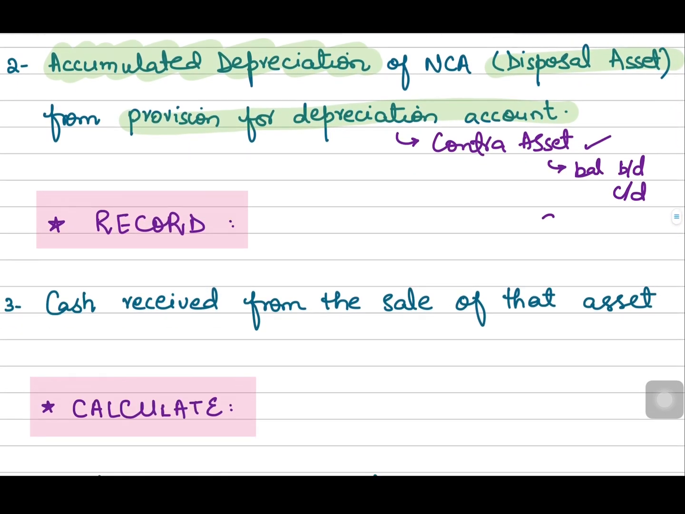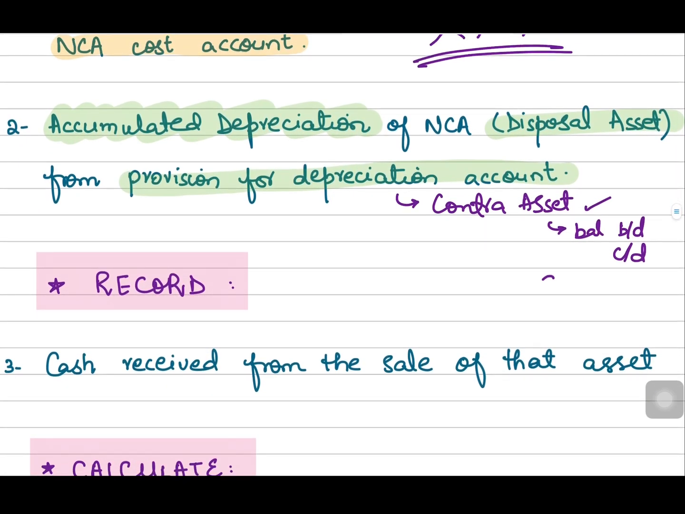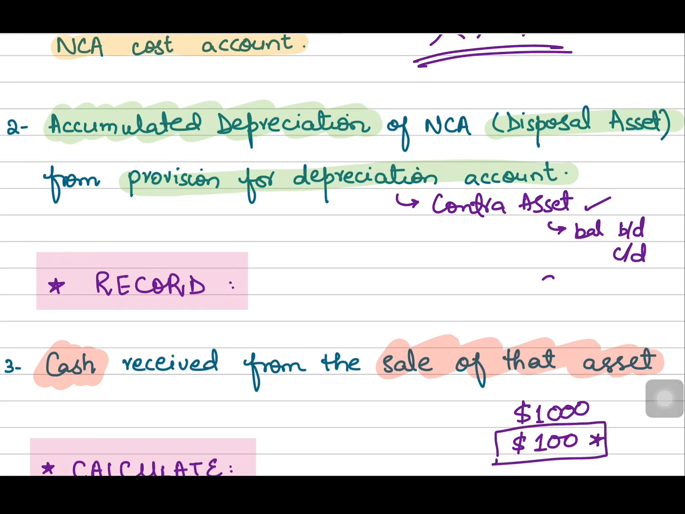Then you have to record one thing. And what is that? You have to record the cash that you are receiving from the sale of that non-current asset. For instance, the asset that you are now disposing of had a cost of $1,000, and the buyer says that I can only pay $100 against this old asset. So this is the cash received from the sale of this asset. This you also have to record. Whatever you are receiving from the sale of this non-current asset has to be recorded. So this is the third thing, the third entry.